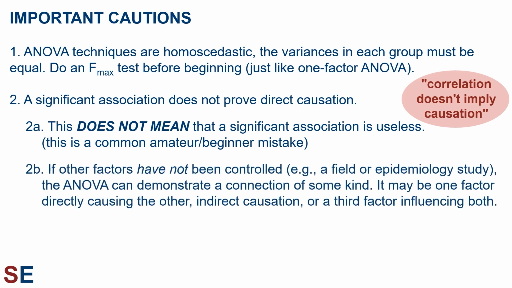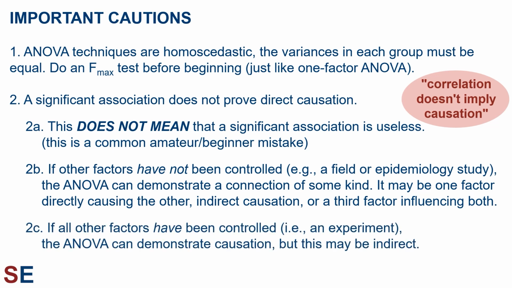If other factors have not been controlled, for example in a field or epidemiology study, the ANOVA just demonstrates a connection of some kind. It may be one factor directly causing the other, indirect causation, or a third factor influencing both. Exactly what's going on is unclear, but something is connecting the factor and the measured values.